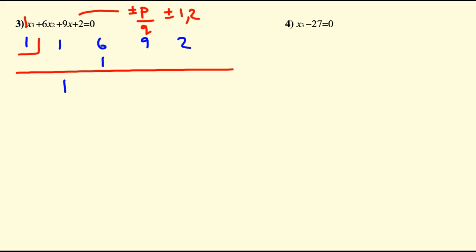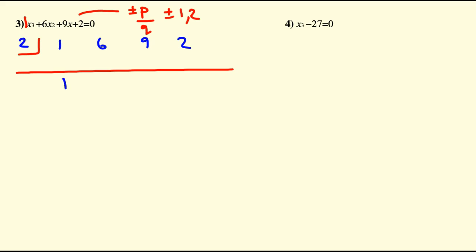So 1 times 1 is 1. 6 plus 1 is 7. 7, this ain't going to work. I can tell already. So go back, try a negative 1. Pull the 1 down, negative 1 times 1 is negative 1. Add those, I get 5. 5 times negative 1 is negative 5. Add those, I get 4. Negative 1 times 4 is negative 4. That's a negative 2. Darn, that doesn't work either. Go back again. There's going to be one question on the test where you have to do this. So you want to be pretty good with your synthetic division.